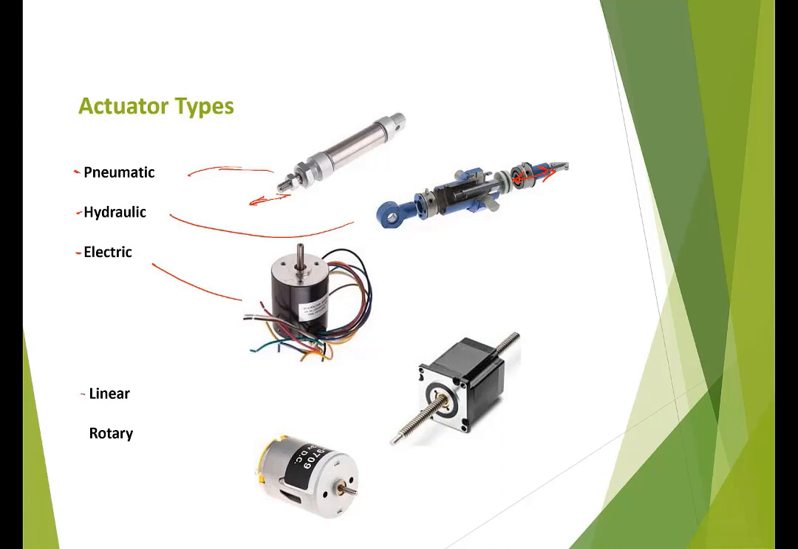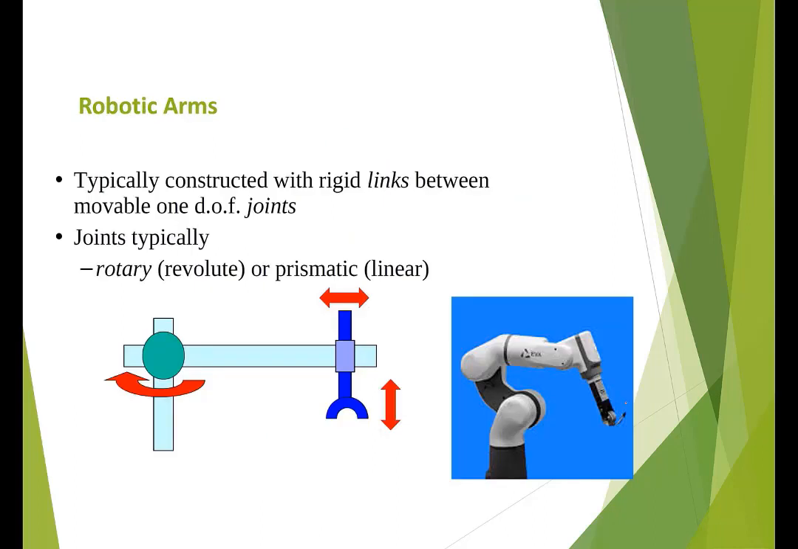Another way to categorize actuators is by the motion they offer. They could move a joint linearly or they could be rotary. And as I said, a robot is composed of several links and joints that are actuated by motors. And it could be again rotary or linear.